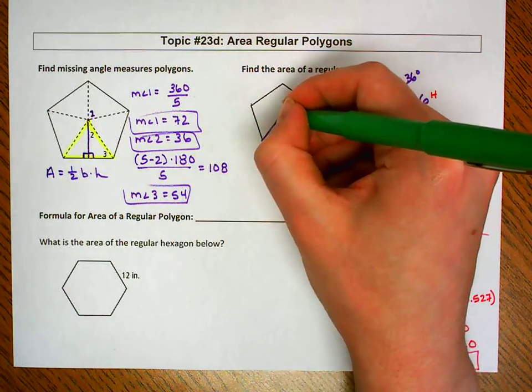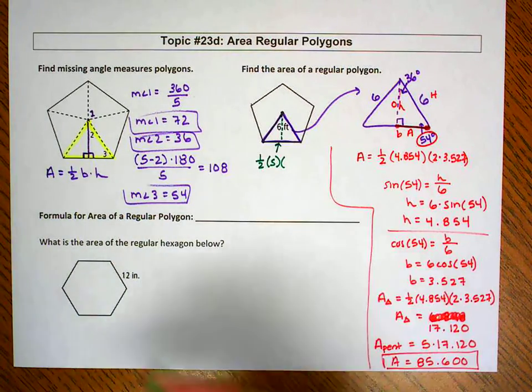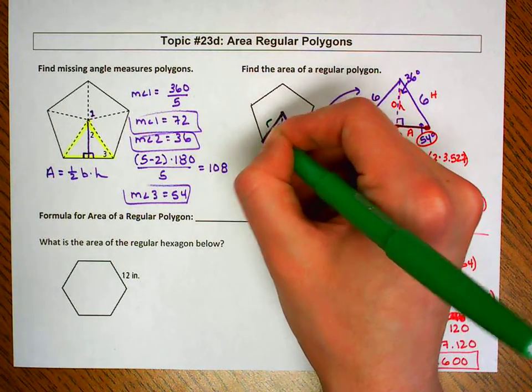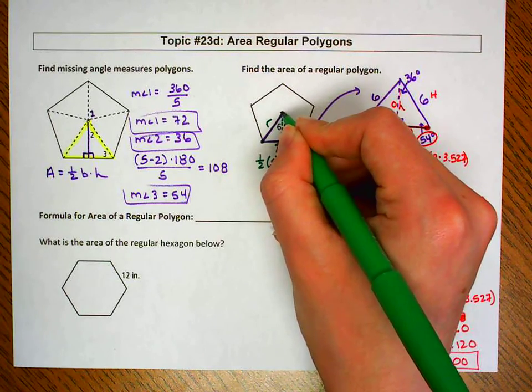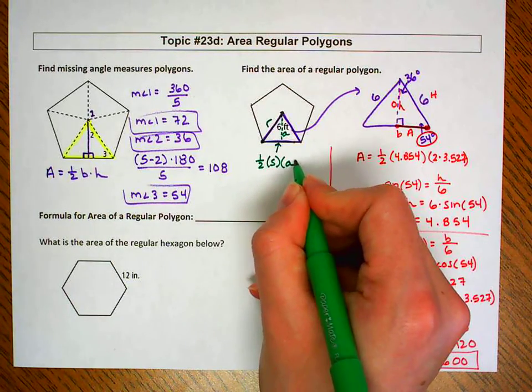Now, the height of this in a regular polygon, we actually call it an apothem. I don't know who came up with that word. The radius is the one that goes from the outside to the center. The apothem is the one that goes from the center down to the middle. It's perpendicular to one of the sides. It's called the apothem.